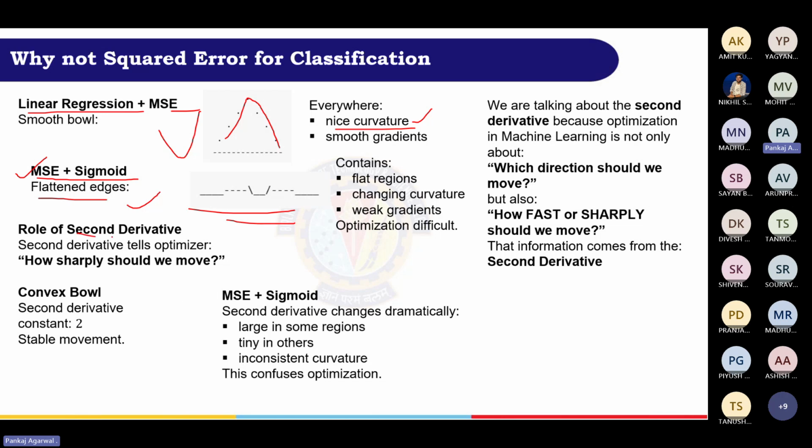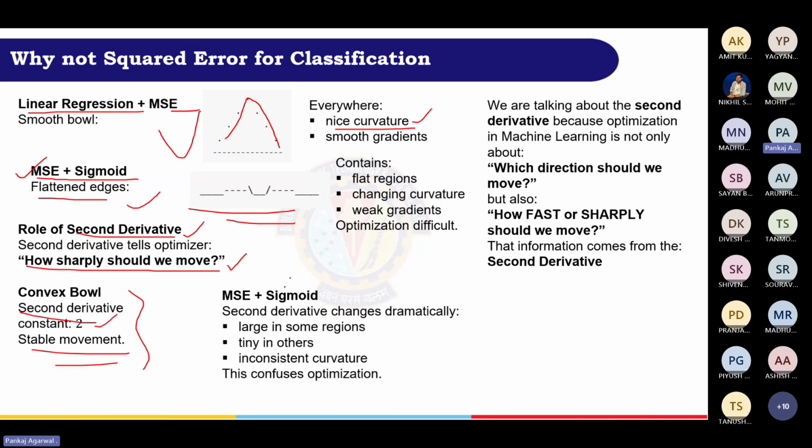And what is the role of a second derivative? The second derivative tells the optimizer how sharply it should move, isn't it? It's not the direction only. The first derivative would only give you the direction, but for how sharply I should move, I need the second derivative also. When it is a convex kind of bowl, the second derivative is constant and gives a stable movement.